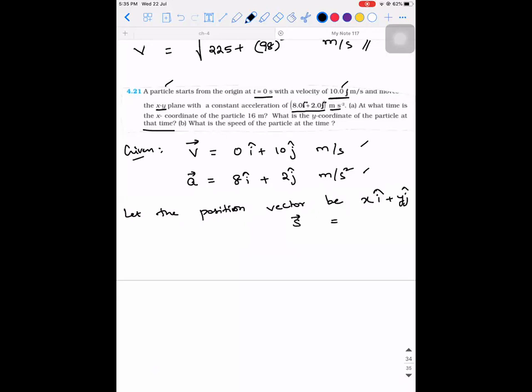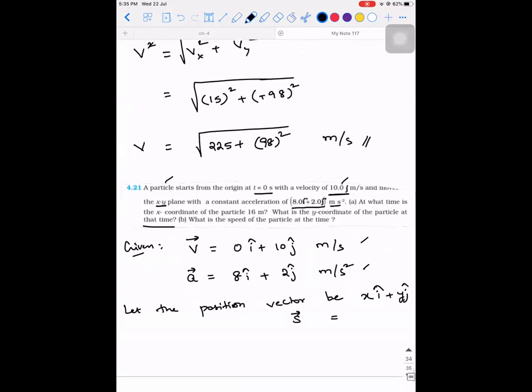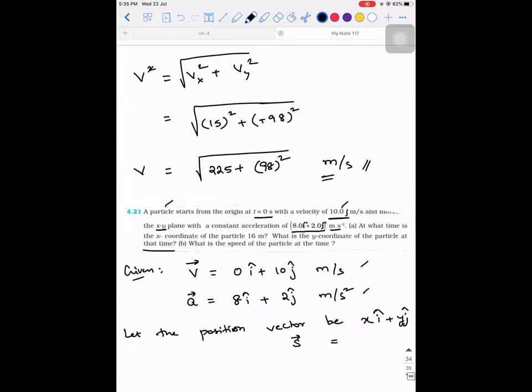Sorry, I didn't get you. You're teaching the before sum? This one? Yes, sir, this one I completed. No, you didn't hear it from there. No, sir, you stopped at root of 225. Then we couldn't hear you. Root of 225 plus 98 square meter per second.